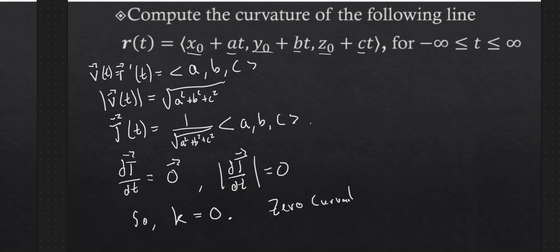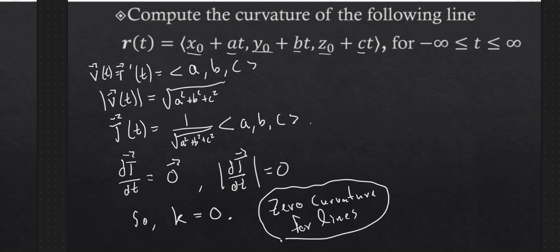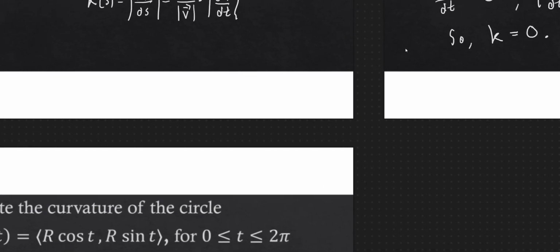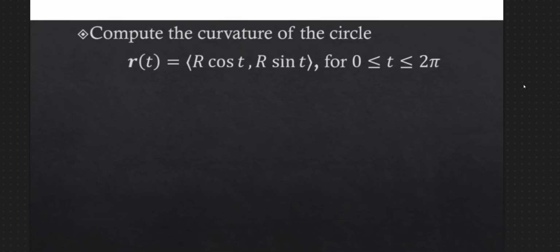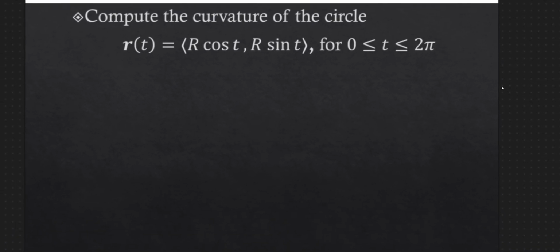So that is, any line through space has 0 curvature, which is what we could have predicted. But this is the calculation that confirms that. So lines have no curvature. So let's do another example of something that does have some curvature, and that's a circle.